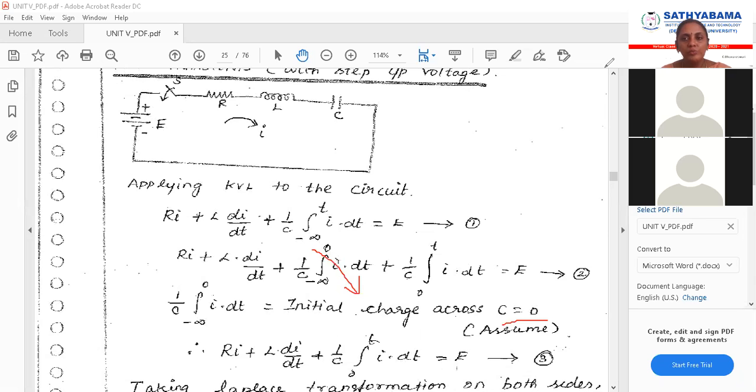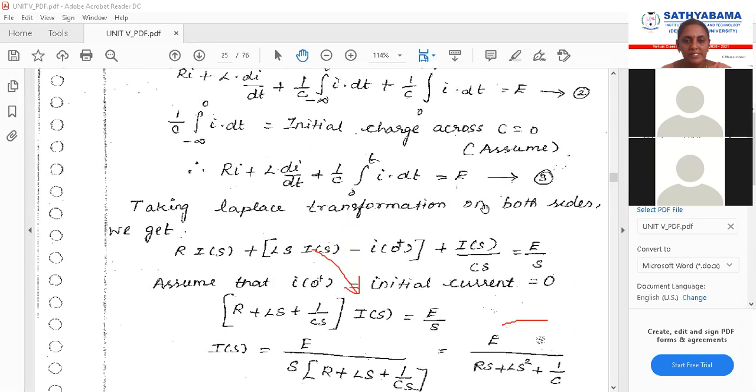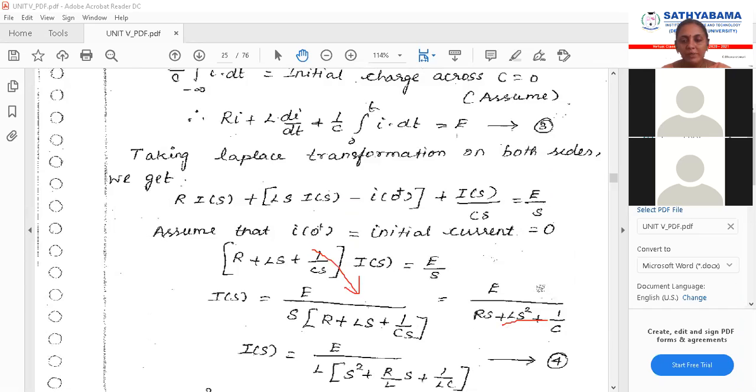Next, we go in for a Laplace transformation. When you write the Laplace transform, you will have the initial condition for inductance only. Otherwise, you will not have it. Please remember that. So taking the Laplace transform on both sides, R I(s) plus Ls into I(s) minus i(0) plus I(s) by Cs is equal to E by s.